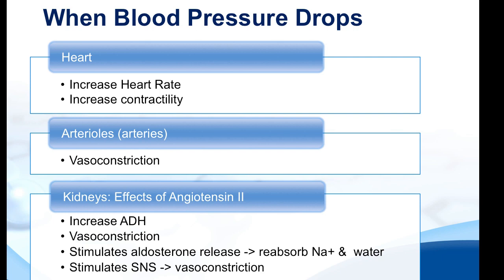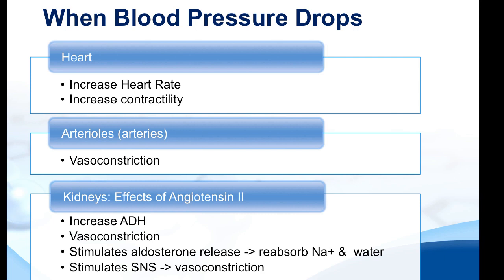Now, how about the kidneys? The kidneys are also important in blood pressure regulation. And this is where the renin-angiotensin system is important. So in general, the kidneys will respond to changes in blood pressure by increasing or decreasing the amount of urine excreted. The greater the fluid output from the body as urine, the less blood volume. The less blood volume lowers blood pressure.